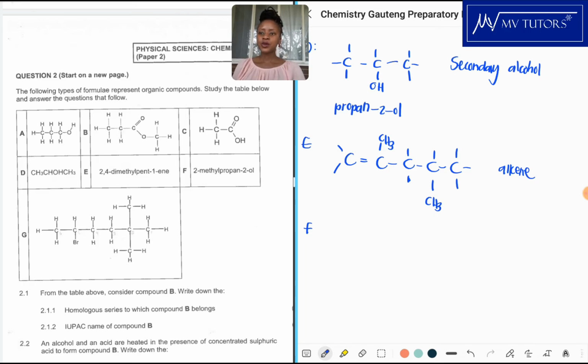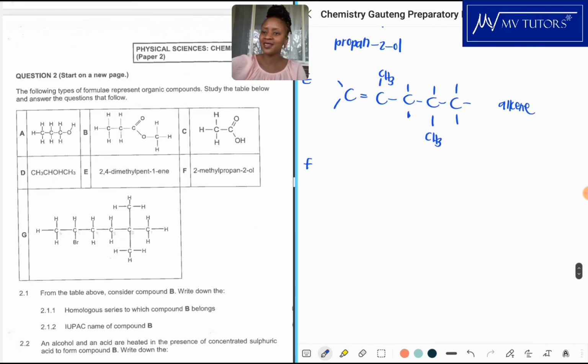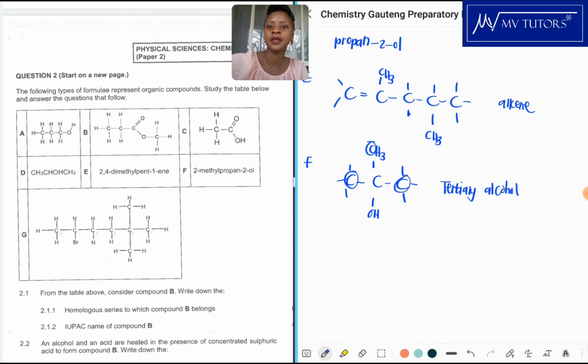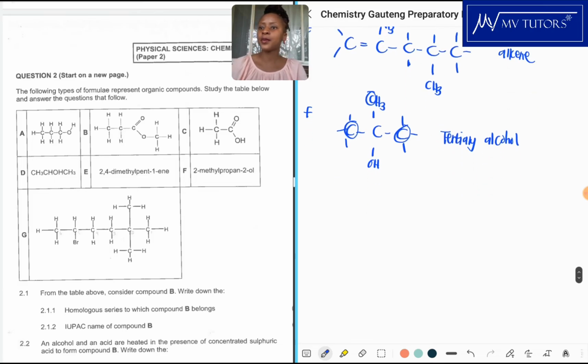F, we have 2-methylpropan-2-ol. We have another alcohol with 3 carbon atoms. On the second carbon, we have a methyl group. Again on the second carbon, that's where we have our OH group. And we can put all the other H atoms. That is a tertiary alcohol. I hope that you saw it. Why? Because the carbon attached to the OH group is also attached to 3 other carbons. You see that, right? Tertiary alcohol. And that is F, 2-methylpropan-2-ol.